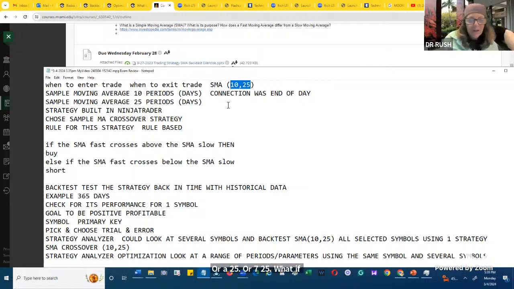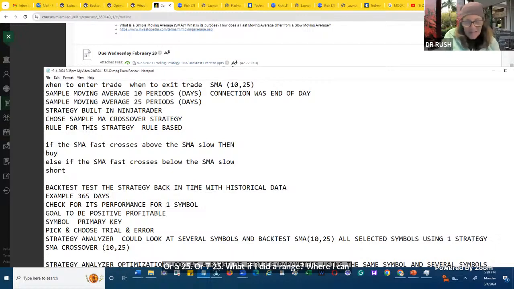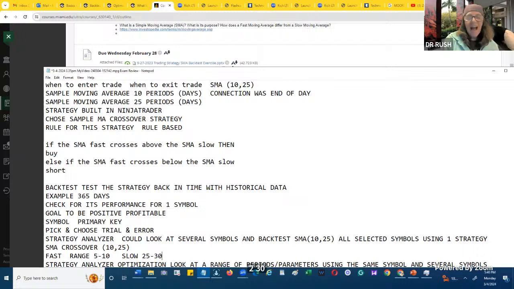What if I did a range, where I can consider, for instance, my fast is a range, and I could give it a range. Let's say my range would be from 5 to 10, and my slow, let's say, from 25 to 30. And I asked you to test that.